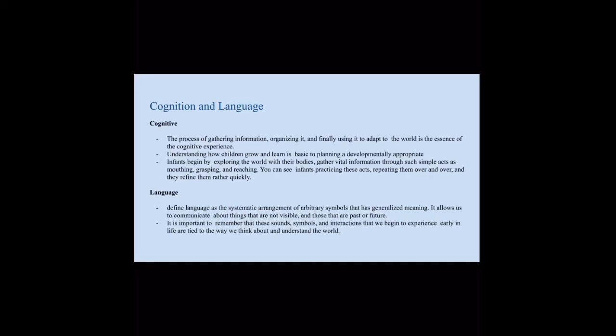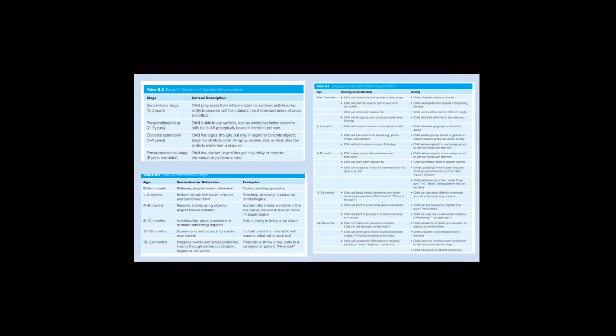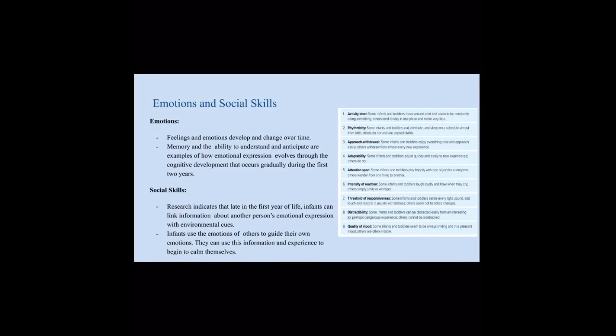The next one is language. Language is defined as the systematic arrangement of arbitrary symbols that have generalized meaning. It allows us to communicate about things that are not visible and those that are past or future. It is important to remember that these sounds, symbols, and interactions that we begin to experience early in life are tied to the way we think about and understand the world. So this is a chart to show certain milestones that children should hit at a certain age when it comes to cognitive development.